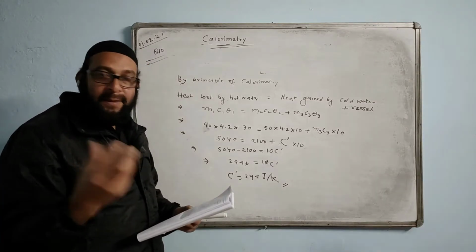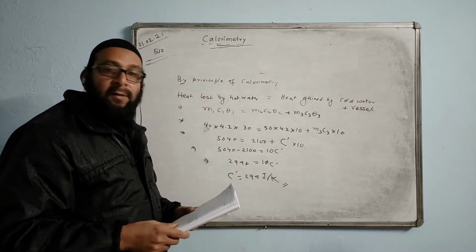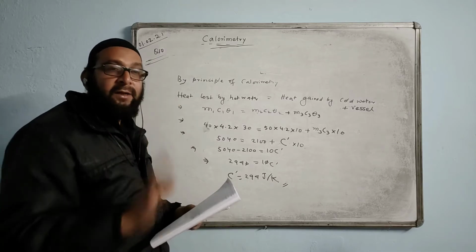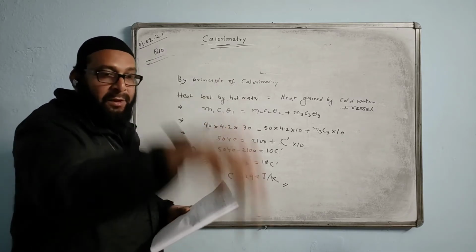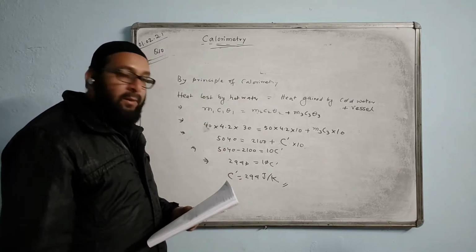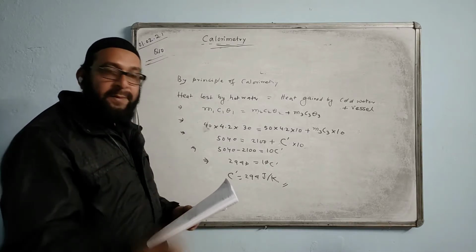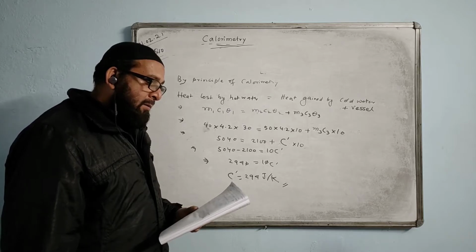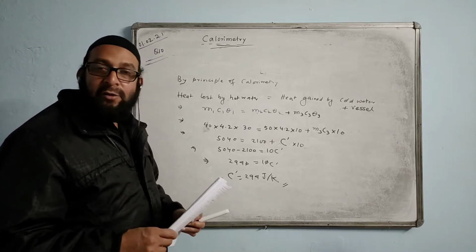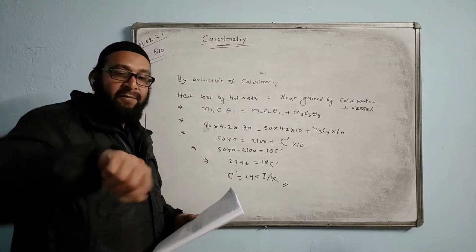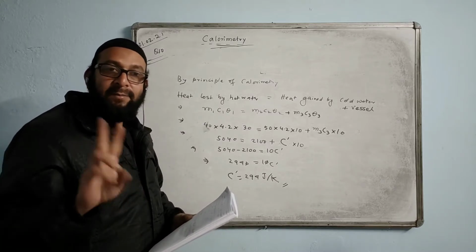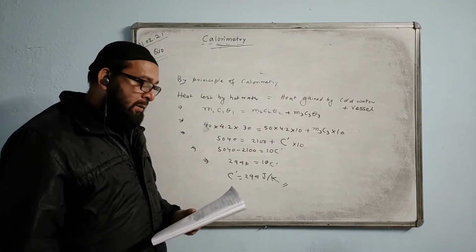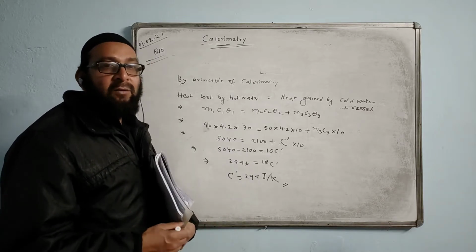Question says there is a metal piece which we are heating to a temperature of 100 degrees Celsius and then it is put into water, but water is contained by a calorimeter. The temperature of water in the calorimeter is 20 degrees Celsius, but after stirring it the mixture temperature becomes 22. You have to find the SHC of the metal.